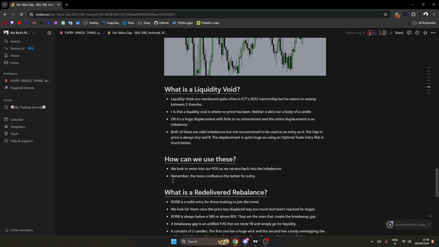So how can we use these? We look to enter into our position as we retrace back into the imbalances. Remember, the more confluence, the better for entry.